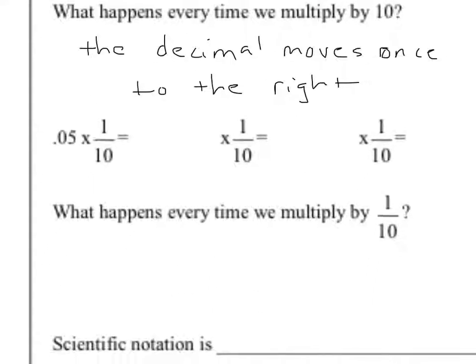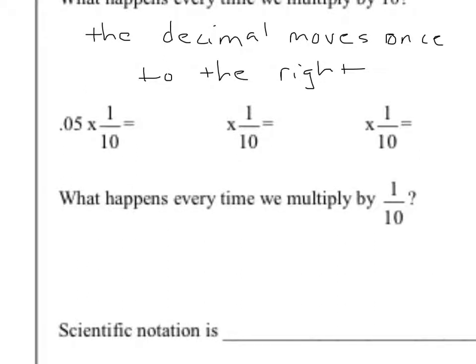So let's come over to this. 0.05 times 1/10. We could write that 1/10 as a decimal, 0.1. 0.05 times 1/10. Sorry. 0.05 times 0.1. Felipe. 0.005.